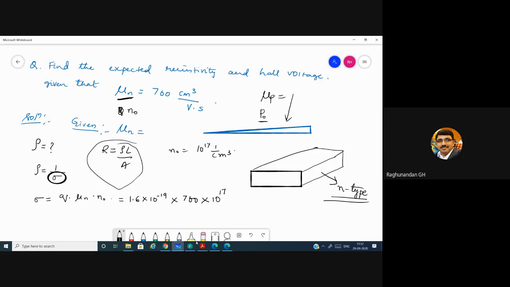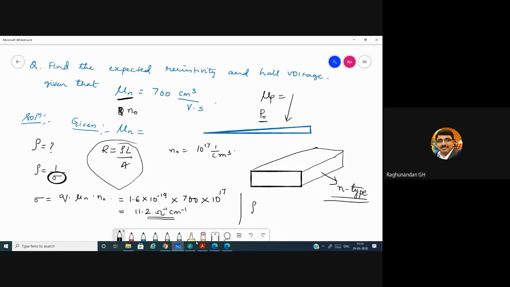So now calculate. Use your calculator and tell me the answer for this. 11.2. What is the unit for this? Conductivity. So what will be the unit? Per ohm per centimeter. Yes, sir. Per ohm per centimeter. So now we got the conductivity.